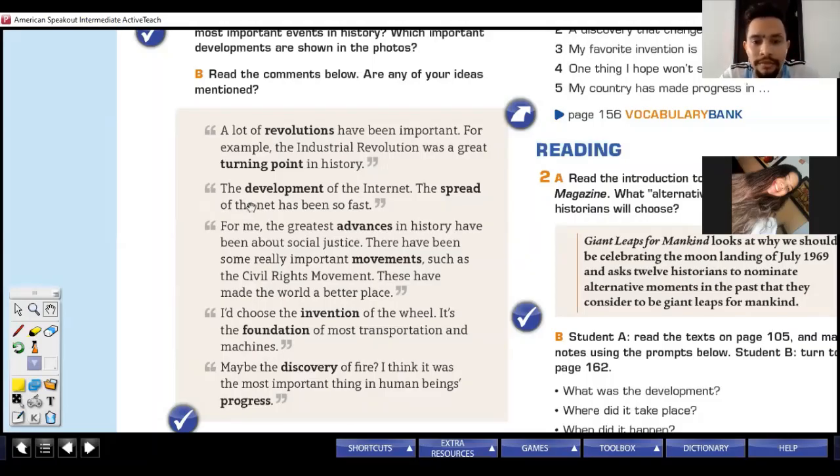The development of the internet, the spread of the net has been fast. So guys, what do you think in general, to all of you? What is the meaning of the word development? Development. What is it? What do you think it stands for?